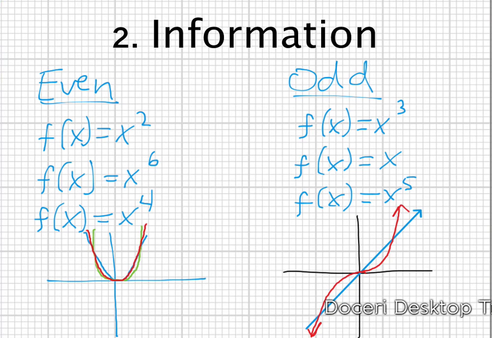And y equals x to the 5th looks kind of similar, but it bows more and then goes up quicker and down quicker, okay? So that's kind of what even and odd look like. So notice the difference between the two. It's very important.